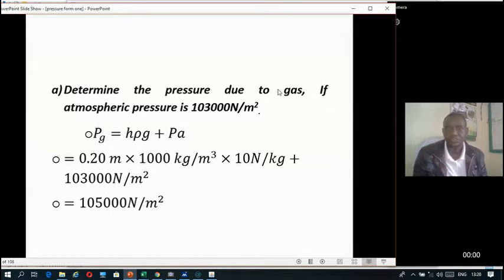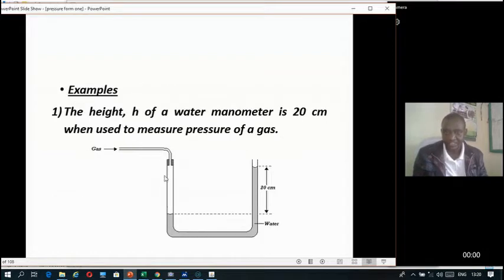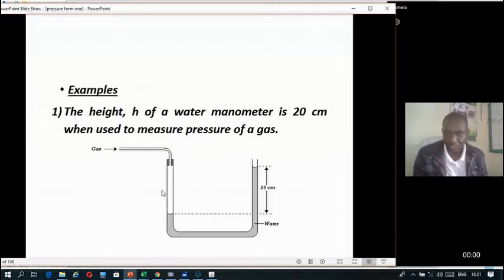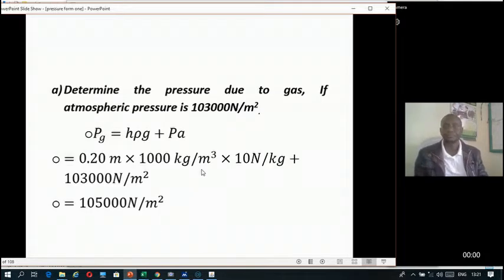So we say, determine the pressure due to the gas if atmospheric pressure is 103,000. Pressure of the gas here is equal to pressure due to the liquid column plus atmospheric pressure. So we have 0.2, that was the height, times 1,000 times 10 plus atmospheric pressure. So pressure of the gas is 105,000 Newton per square meter. So we have determined the pressure of this gas by getting the total pressure acting along this region, because pressure at the same level is equal according to Pascal's principle.